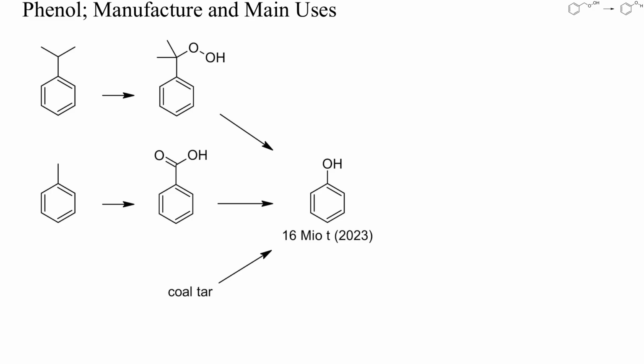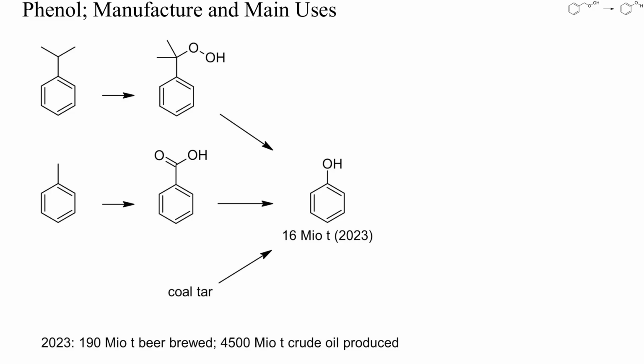The parent phenol is an important synthetic intermediate and is produced on a large scale, about 16 million tons worldwide in 2023. The main route to phenol is rearrangement of cumene hydroperoxide, the so-called Hock process. Smaller amounts of phenol are manufactured by oxidation of toluene to benzoic acid, followed by copper-catalyzed oxidation to salicylic acid and decarboxylation. Phenol is also obtained directly from coal tar.